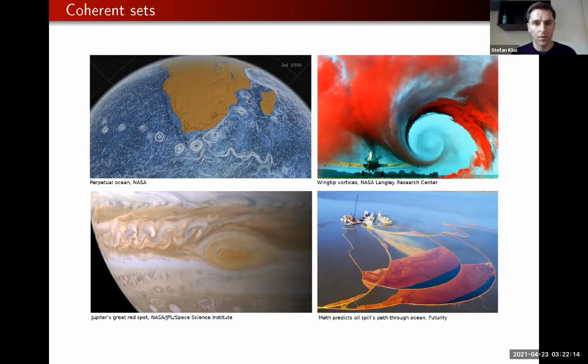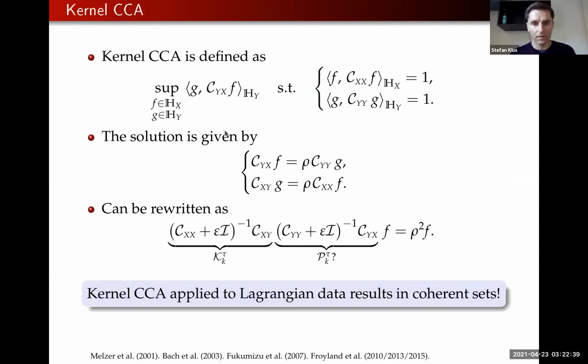But these gyres are moving in time. For example, they are now moving in this direction here. These are the so-called Agulhas rings. And then the goal here is now to, again, find these coherent sets from data using Lagrangian data. You can find similar patterns also here in the wake of planes or in space. And yeah, this is just an extension of these methods now to time-inhomogeneous systems.